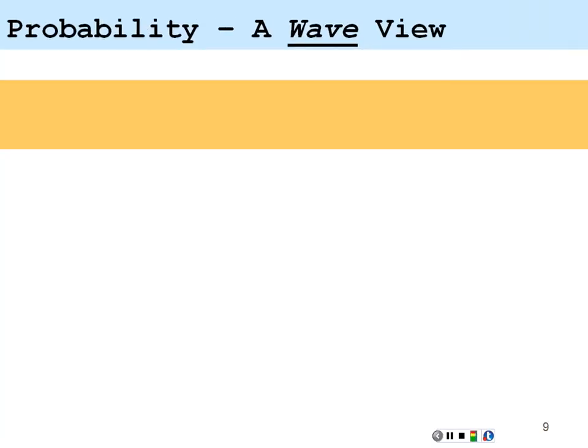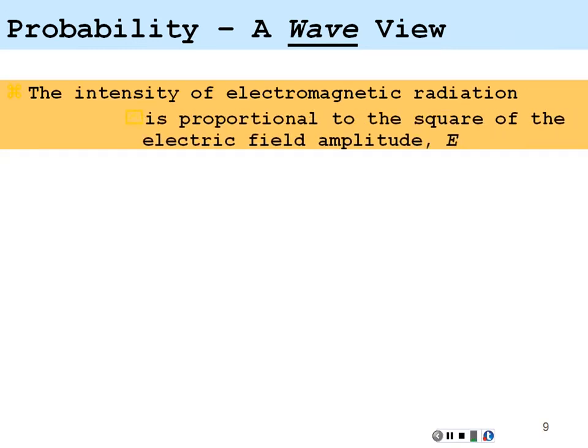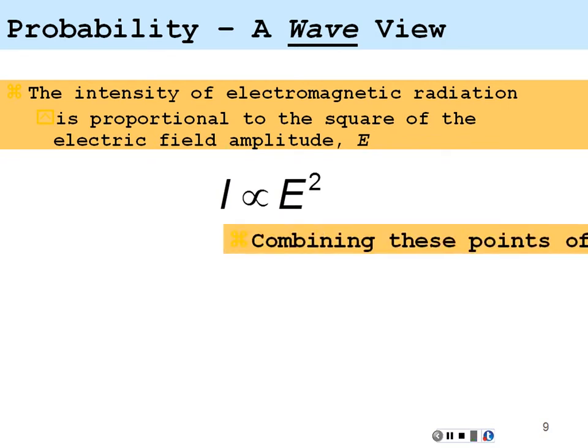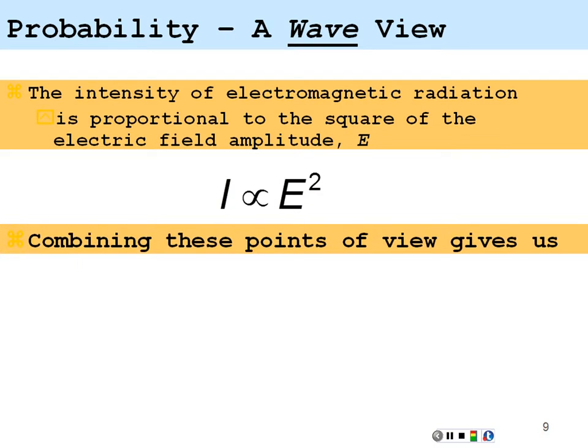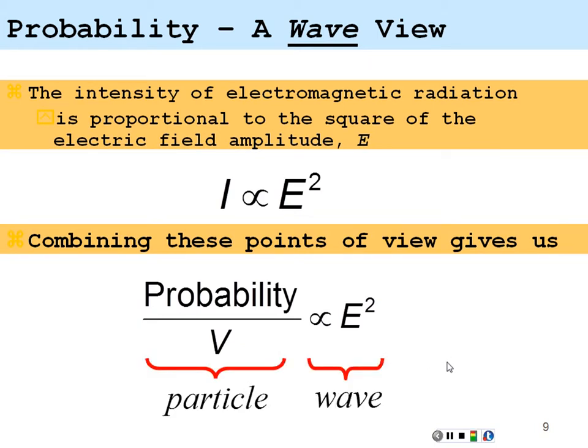If we were to associate a wave view with electromagnetic radiation, we know from chapter 34 that the intensity is proportional to the electric field amplitude E squared. Combining these two points of view, the particle view and the wave view, for electromagnetic radiation, we would have that the probability per volume is proportional to the electric field amplitude squared. So we have a particle view versus a wave view.